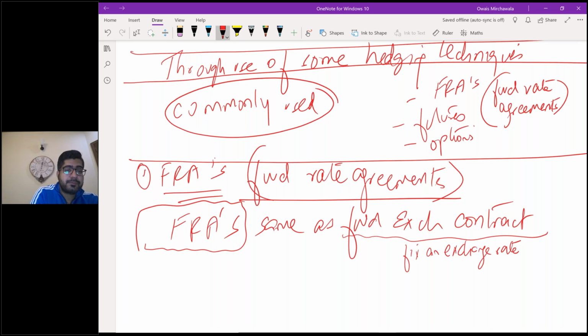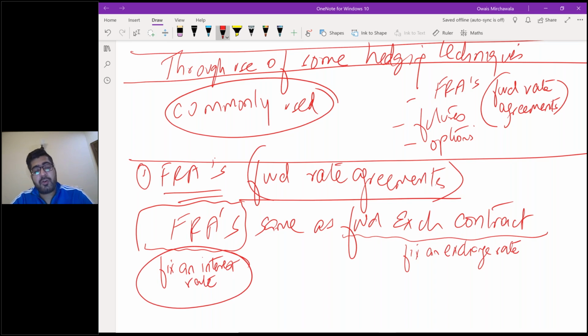In FRAs, we fix an interest rate. FRAs and forward exchange contracts are both contracts of rate fixation, but a forward exchange contract is used in currencies, while FRAs, forward rate agreements, are used for interest rates. They do the same thing: you fix an exchange rate there, you fix an interest rate here.